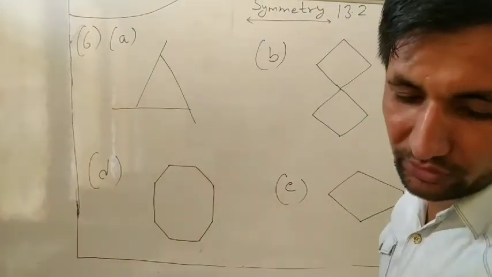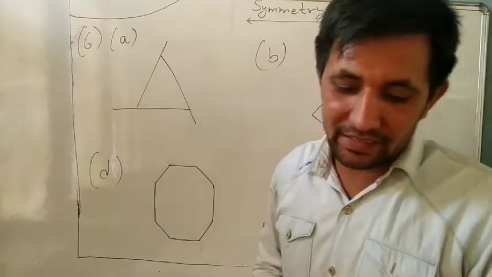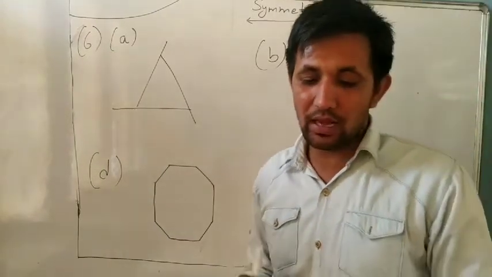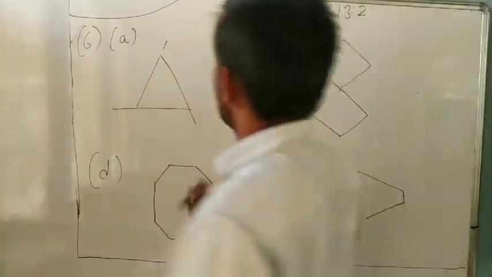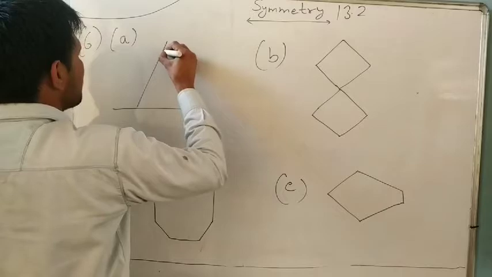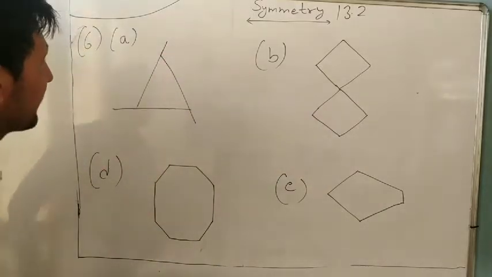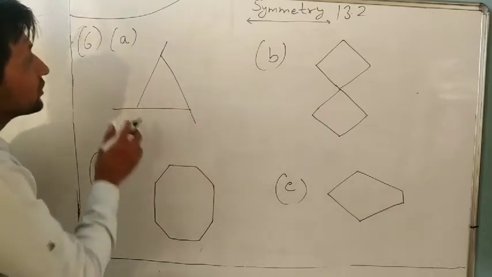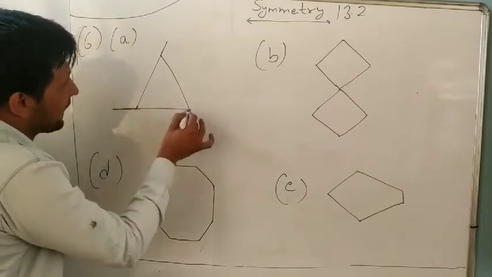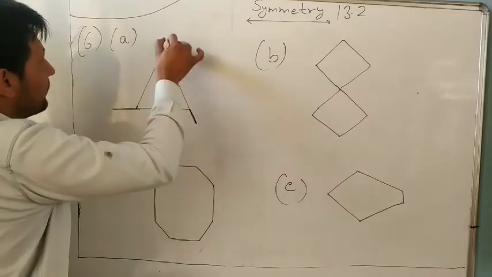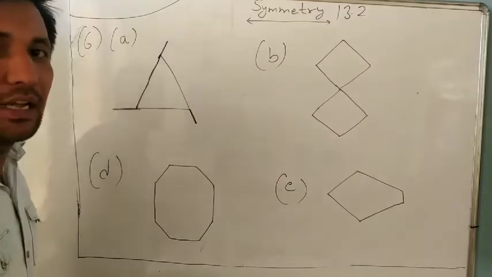So, first question number 6 in 13.2, we have to trace each figure and draw the lines of symmetry, if any. We have to draw the line of symmetry if there is a line of symmetry. Can you find a line of symmetry on this figure? It is a triangle, but observe that it is not only a triangle, its sides are extended some more, and we have to find its line of symmetry.